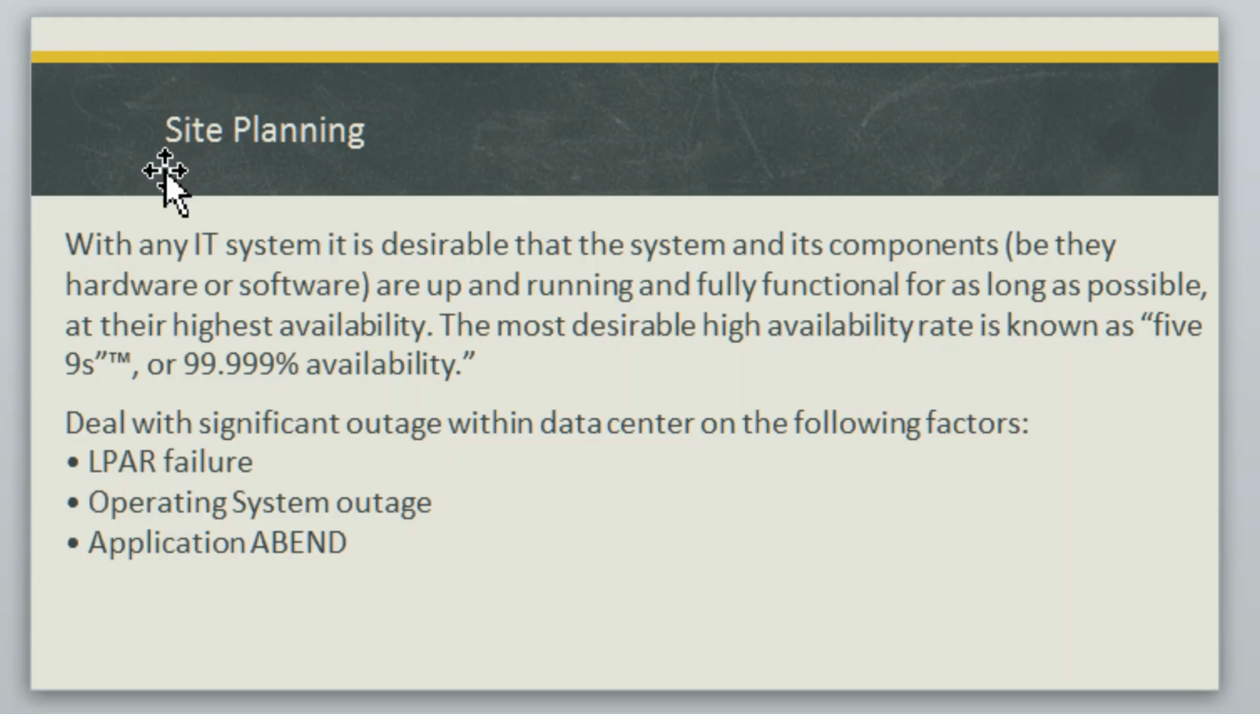So, site planning. With any IT system, it is desirable that the system and its components, be they hardware or software, be up and running, fully functional for as long as possible, to their highest availability. So the most desirable high availability rate is known as the 5 nines, or 99.999% available. So this will help you deal with a significant outage with the data center on the following factors: LPAR failure, operating system outage, and application event.